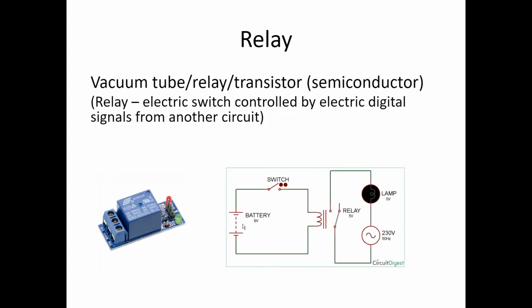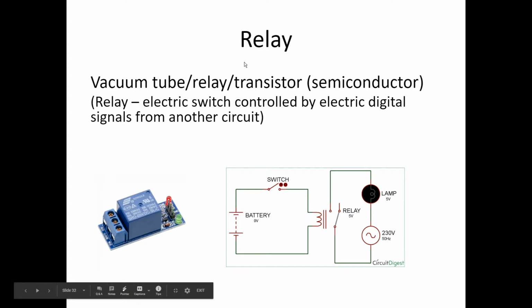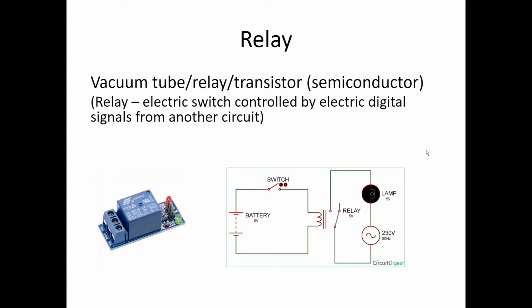Next is known as a relay. This is how a relay would look in real life. It's not too big, and this is what it looks like inside. A relay is similar to a vacuum tube in that it's also controlled by electrical digital signals. You can see two separate circuits over here.